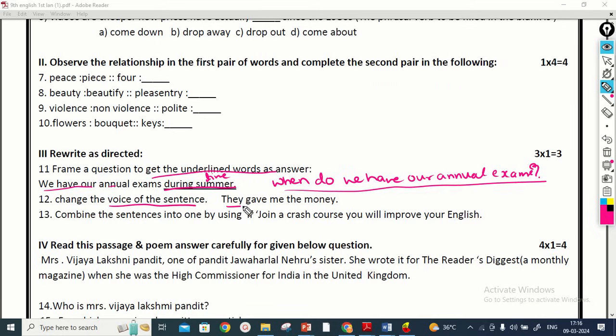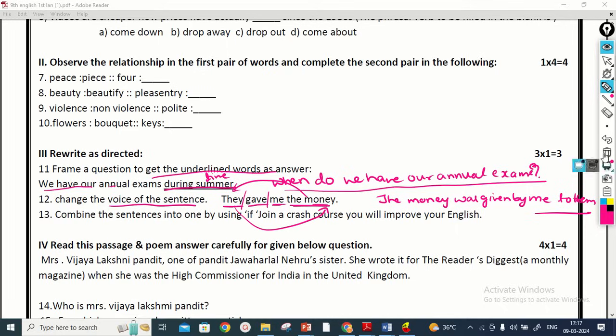Change the voices of the sentences. They gave me the money. Here you observe, gave is the verb, me is the object, and the money. Here it is subject, verb and object. The money you have to put here only. Then the money can be used as the first word here, and then they become the object. So we have to convert this sentence. They gave me the money. So the money was given by me to them. This is the correct voice of the sentence.